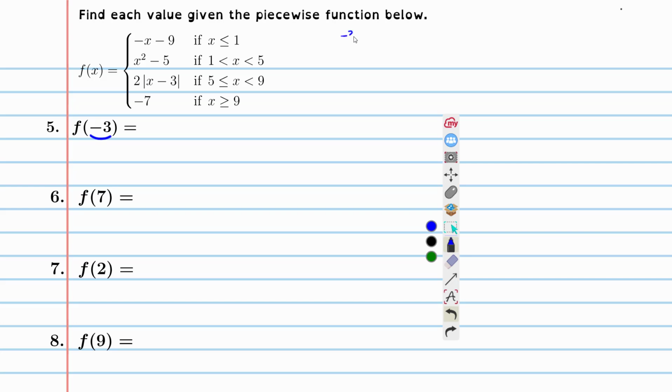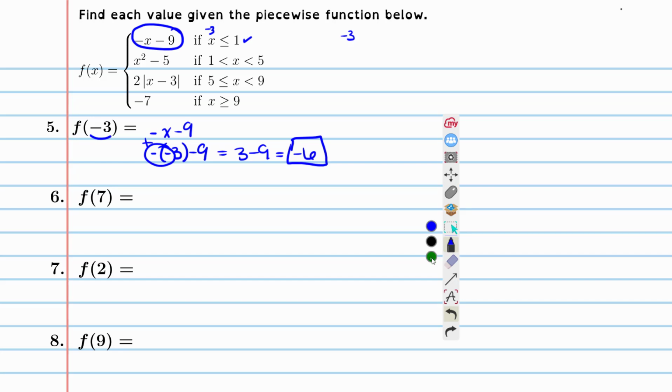So we've got to see, is -3 less than 1? Yes. So that means I'm going to use this function, negative x minus 9. So that means I have -(-3) minus 9. A negative of -3 means it's a plus. So 3 minus 9 is equal to -6. And that is your answer.